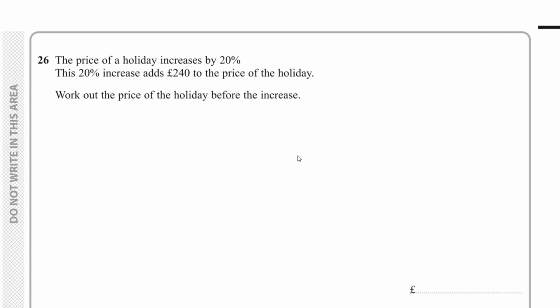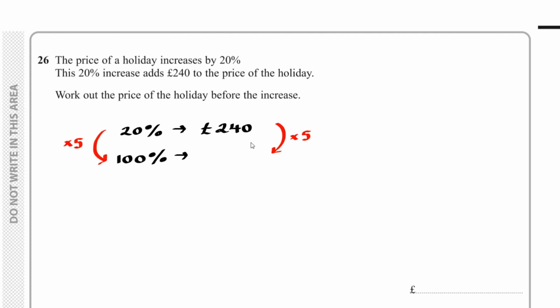Question number 26. The price of a holiday increases by 20%. This 20% increase adds £240 to the price of the holiday. We have to work out the price of the holiday before the increase. Well, the 20% corresponds to £240. We need to work out the original price before the increase, so we need to work out 100%. So from 20% to 100%, we times by 5. So 240 times 5 is 1,200.